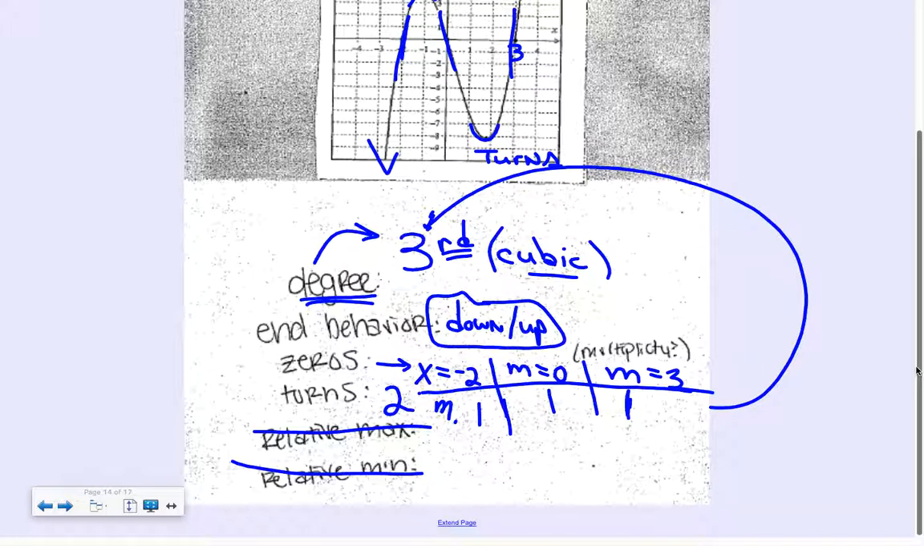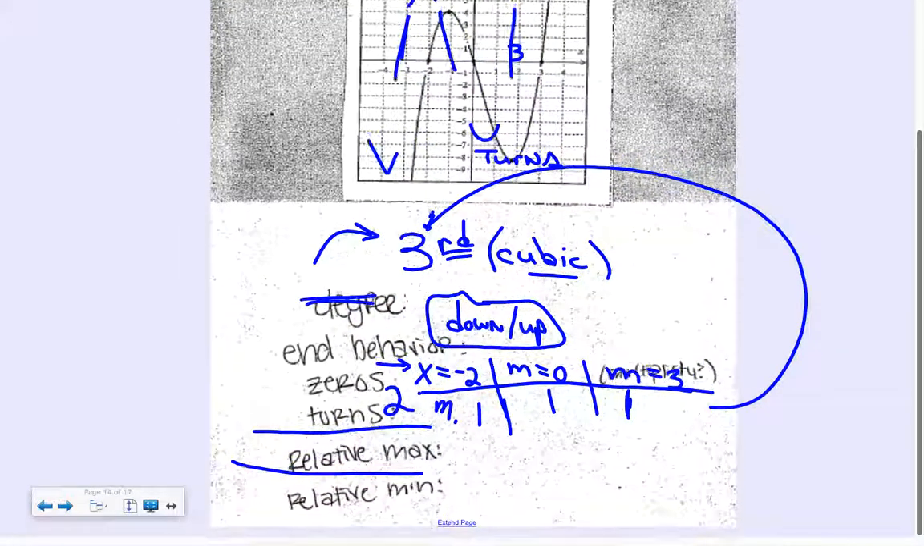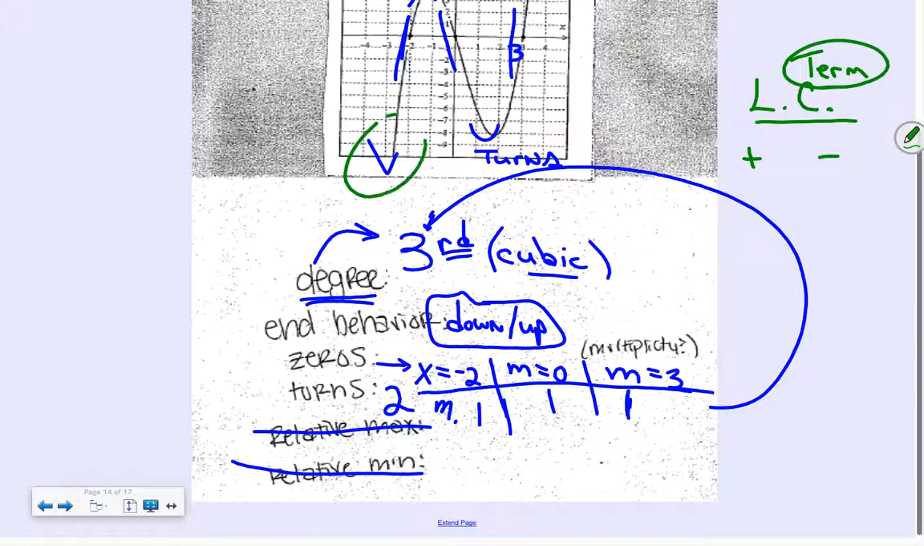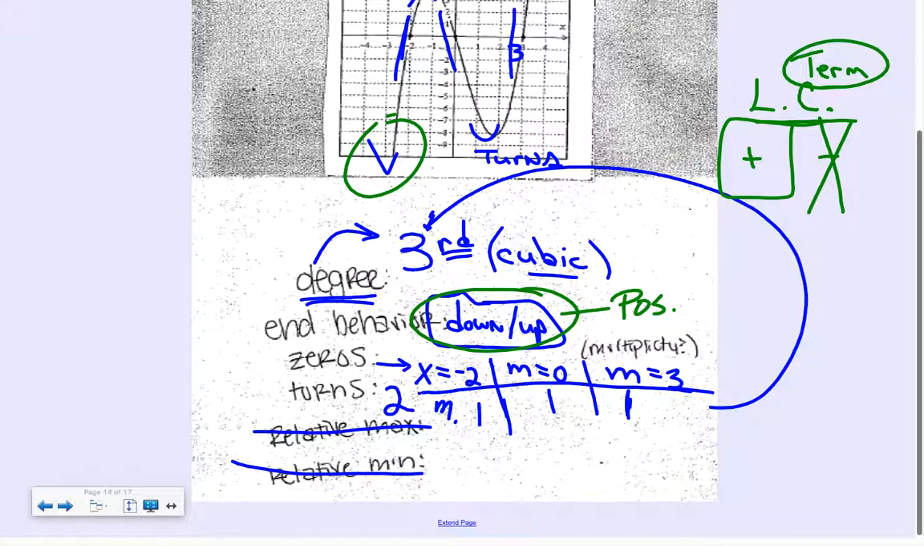The leading term. Can somebody tell me what the leading term, they say term in your assignment, is it positive or is it negative? Positive. How'd you know it's positive right away? Because it goes down on the left, up on the right. End behavior gives it away. Because you said down, up, it's positive. So when they say leading term, tell me positive or negative, okay? Hey guys, will you just try and get page 1?